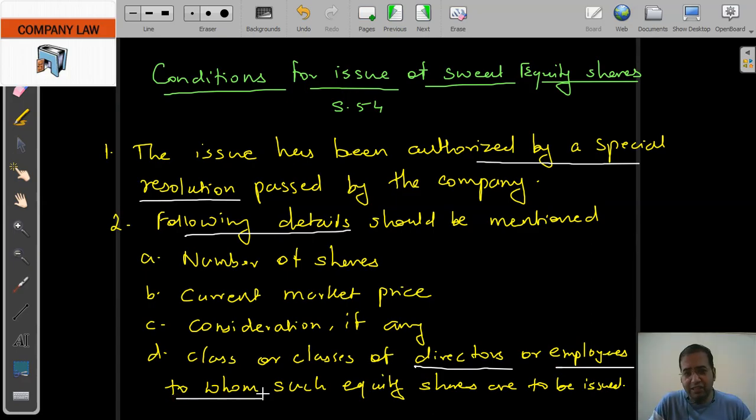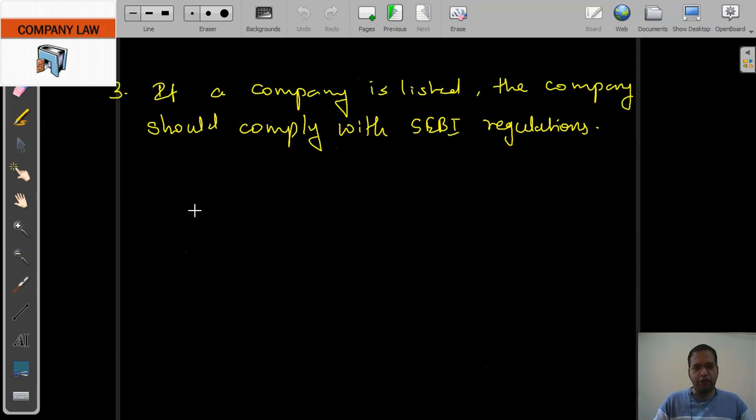So all these reasons, why this class of employees, all this information should be provided to the shareholders so that they can take an informed decision about the issuance of sweat equity shares. If the company is listed, the company will have to comply with the SEBI regulations relating to the issue of sweat equity shares. Now there is one more rule, the Companies (Share Capital and Debentures) Rules.